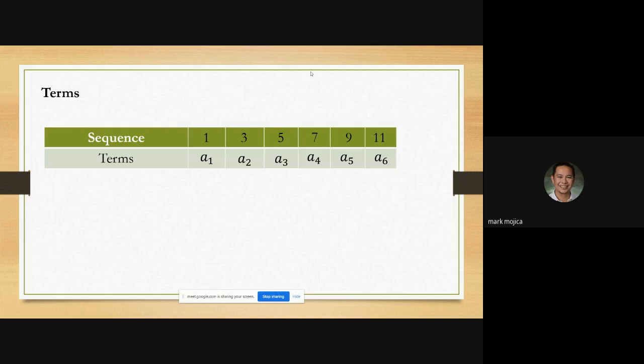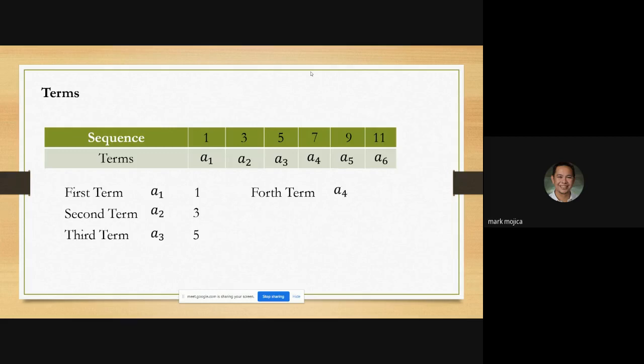Okay? So let's try to recap again what we've been learning. The first term, a sub 1, is equal to 1, or has the value of 1. The second term, represented by a sub 2, has the value of 3. The third term, represented by a sub 3, has a value of 5. The fourth term is represented by a sub 4 and has the value of 7. The fifth term is represented by a sub 5 and has a value of 9. And the sixth term is represented by a sub 6 and has the value of 11.